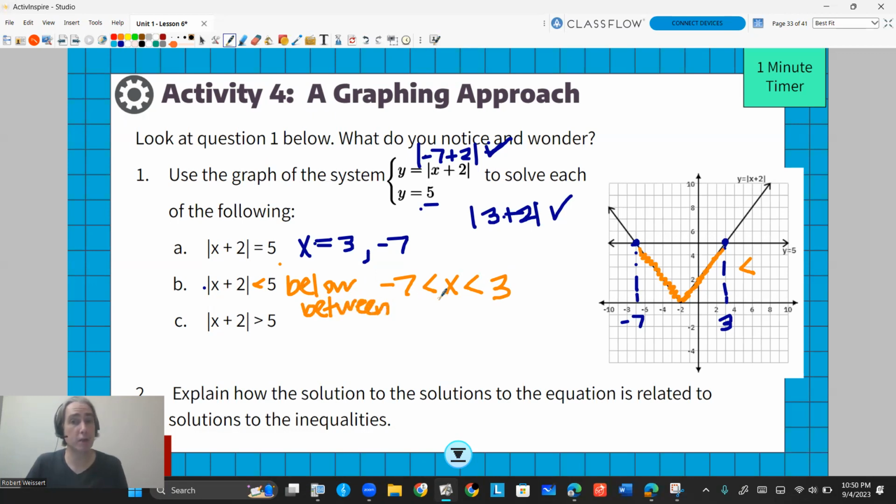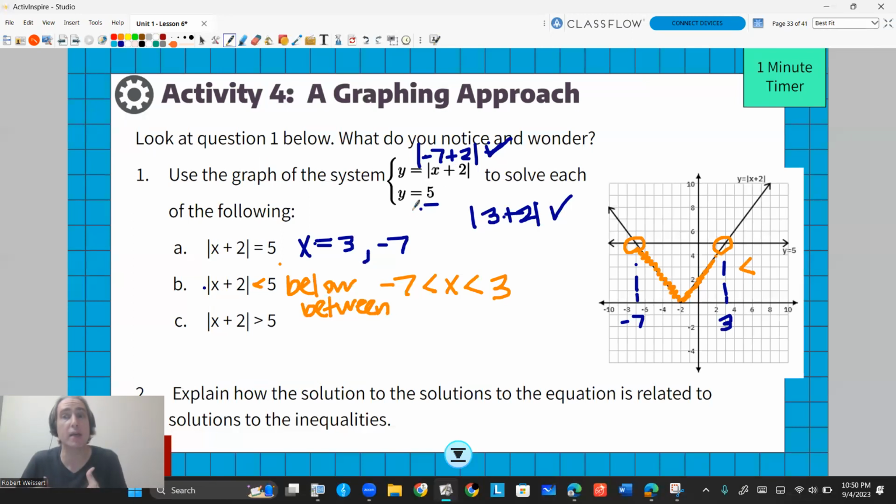Now notice I didn't put less than or equal to. I said less than. So what this is going to look like, if I'm looking at it from an inequality perspective, is open circles, because it doesn't really include the points. I don't want to plug in -7 here because I'm going to get 5, and I want it to be less than 5.